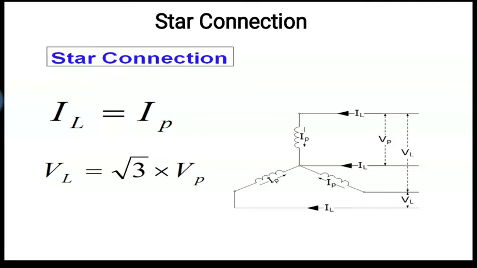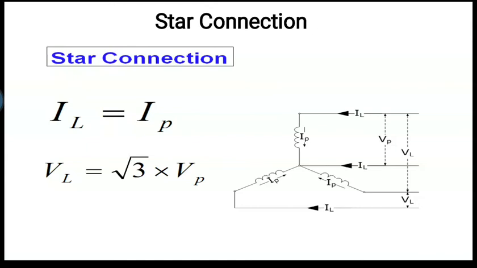What do we mean by line voltage here? It is the voltage between the two lines, you can see this VL. And what is the VP, phase voltage? Phase voltage is nothing but the voltage between the line and the neutral point where the three phases are connected. So that is a phase voltage. What is the relation between line voltage and phase voltage? Line voltage is equal to root 3 into phase voltage.